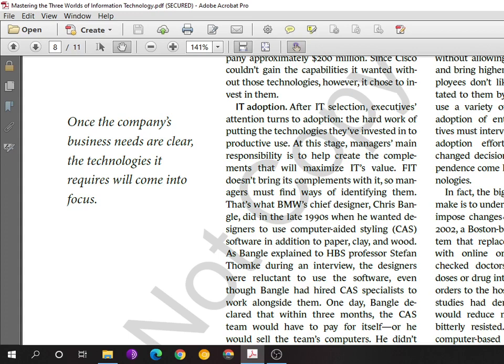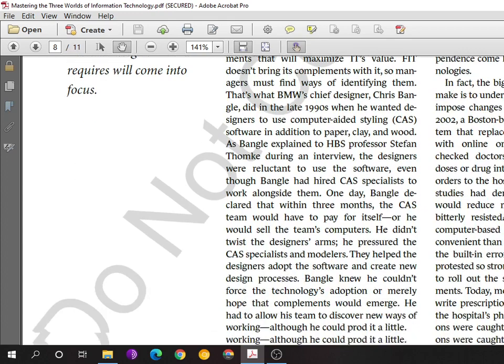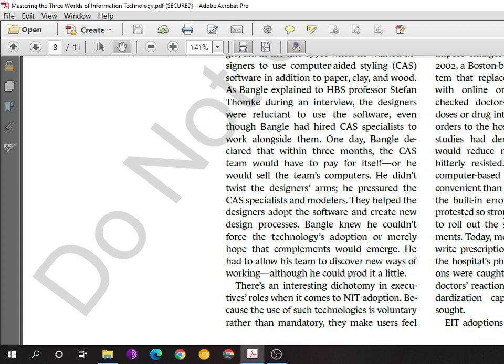The hard work of putting technologies they've invested into productive use. So don't just think that just because you've chosen the right technologies, they will also be accepted by your people or adopted by your people. And that's what you need to learn. You need to see how they can truly be accepted. And that's where change management comes in. So there's an interesting dichotomy between executives' roles when it comes to network IT adoption.